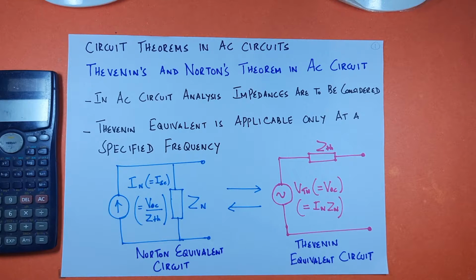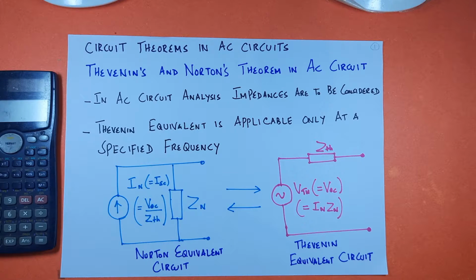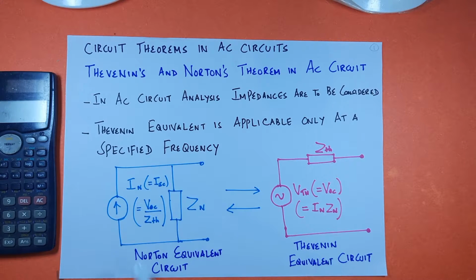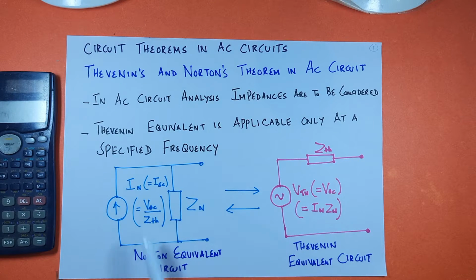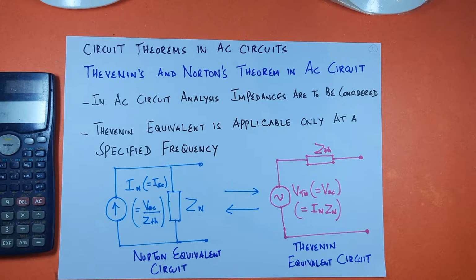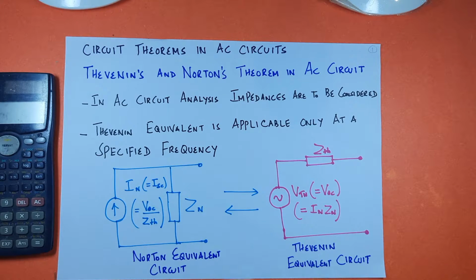So this is the Norton equivalent circuit. So IN is a short circuit current. So you can convert Norton equivalent to Thevenin equivalent and Thevenin equivalent to Norton equivalent. So if you have this Thevenin equivalent, IN is nothing but VOC. VOC is the Thevenin voltage divided by the Z Thevenin, right? So this is a Norton impedance. So you can convert in either way.